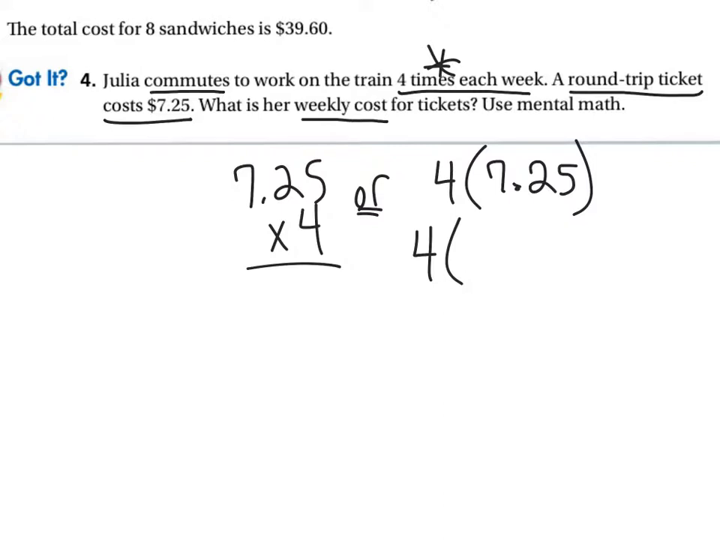So $7.25. That's close to $7. Not estimating, but what we could do is break this up as $7 plus 25 cents. And then we could distribute that.